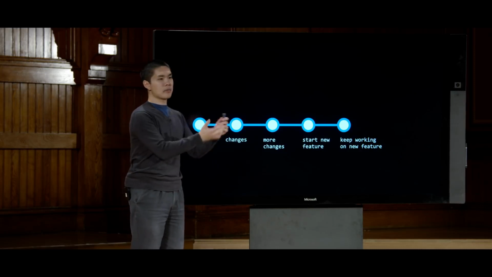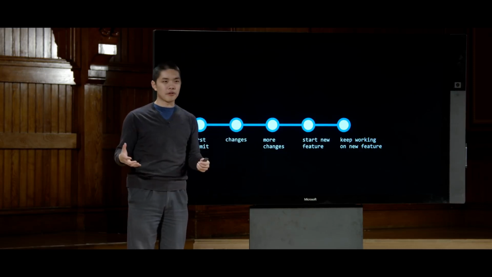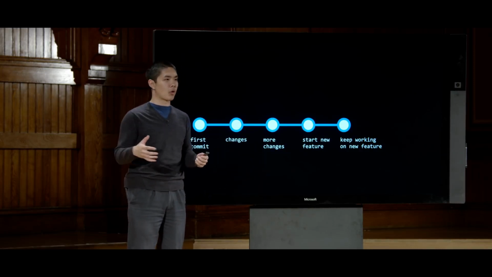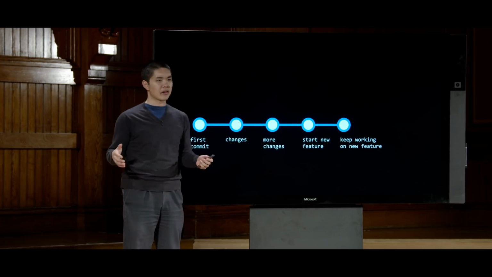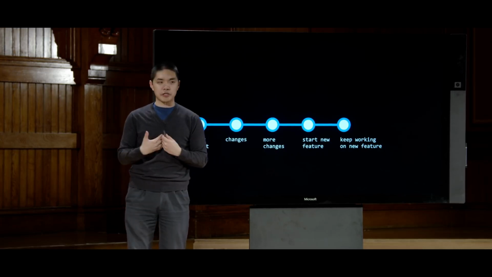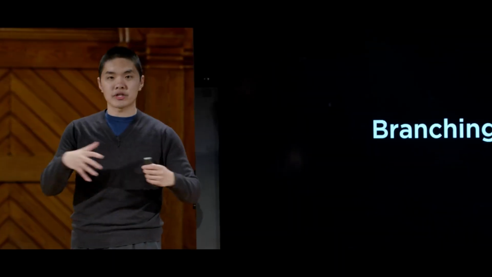You might be fixing multiple bugs while working on multiple new features, and you want some way of being able to work on all of those things simultaneously and to easily be able to switch between them. And so that is where branching comes in handy. Branches are Git's way of working on different parts of the repository at the same time.